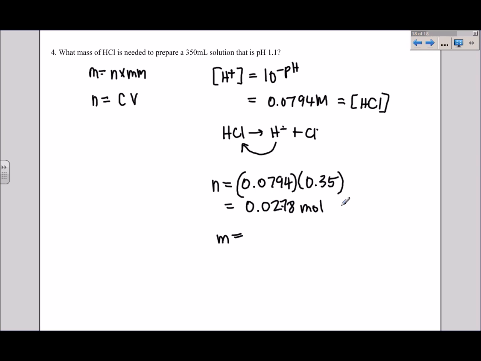This is the moles of the HCl that I need to make the solution, so I'm going to find the molar mass of HCl, which is 36.46. I'm going to multiply by 0.0278, and I find that I need 1 gram. And to be true to my significant digits, I only have 1 significant digit, so I'm only going to report my answer to 1 significant digit. So this concludes our lesson in acids and bases.